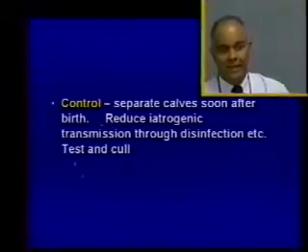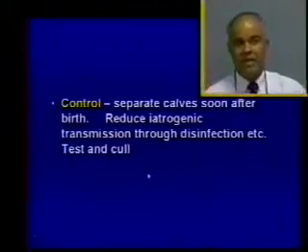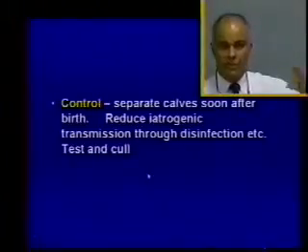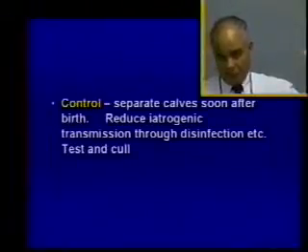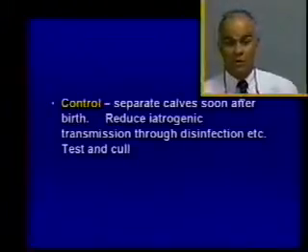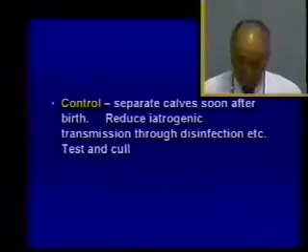And then we basically want to test and cull these animals. There's an AGID test that we use. If the animals are positive and they present with one of the symptoms from one of the organs, then we basically cull and get rid of the animal.